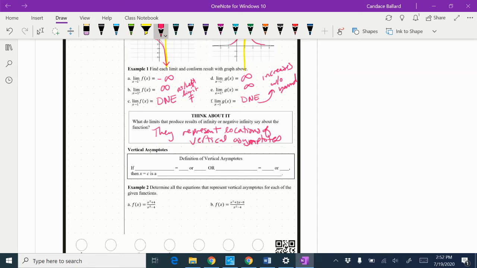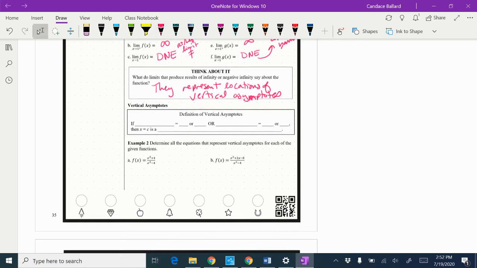That's an M. All right, and then the official definition of a vertical asymptote. So if the limit as x approaches c from the left of f of x equals infinity or negative infinity, or the limit as x approaches c from the right of f of x equals infinity or negative infinity, then x equals c is a vertical asymptote.